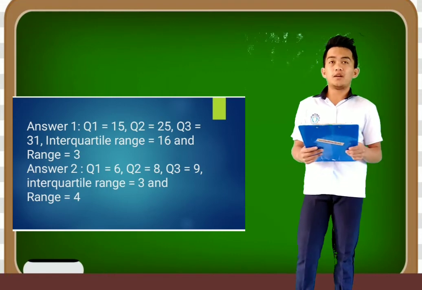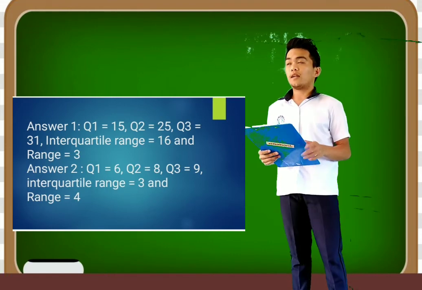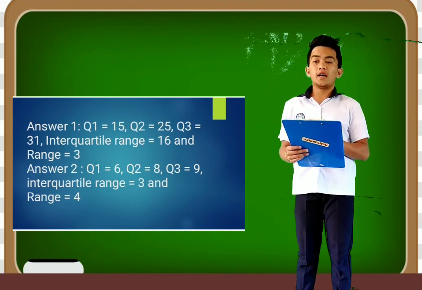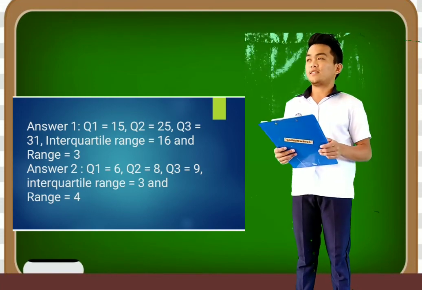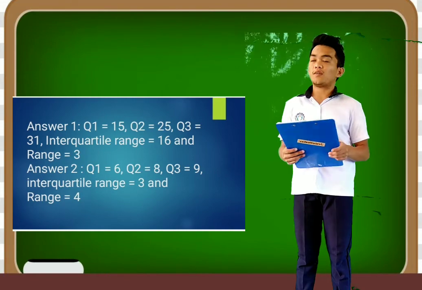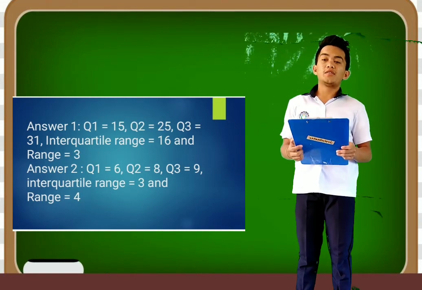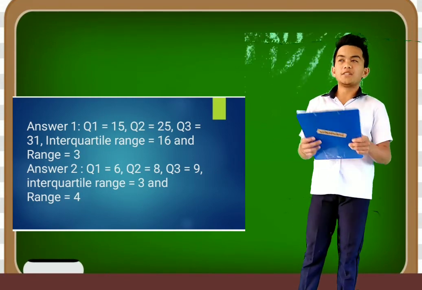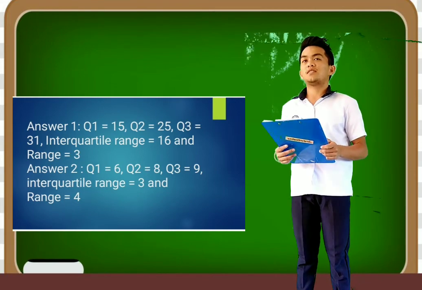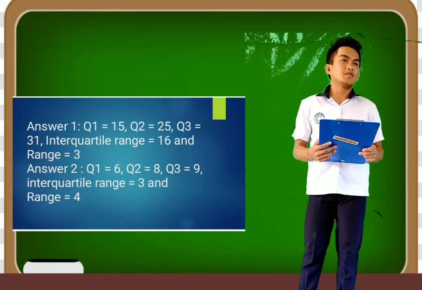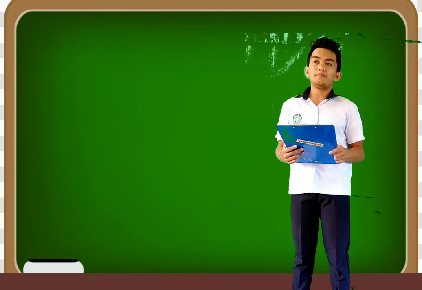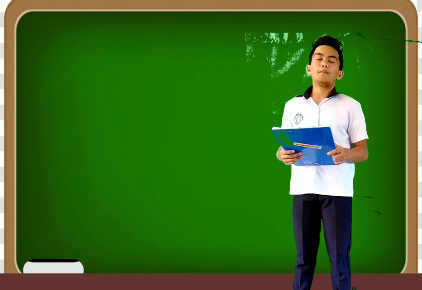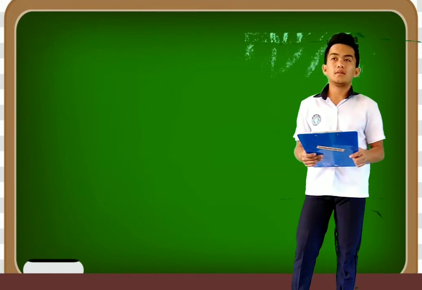So the answer for question number 2: the quartile 1 is equal to 6. The quartile 2 is equal to 8. The quartile 3 is equal to 9. The interquartile range is equal to 3. And the range is equal to 4. So raise your hand if you got the correct answer. Very good again. So I think everyone can manage to solve problems about our topic or lesson.